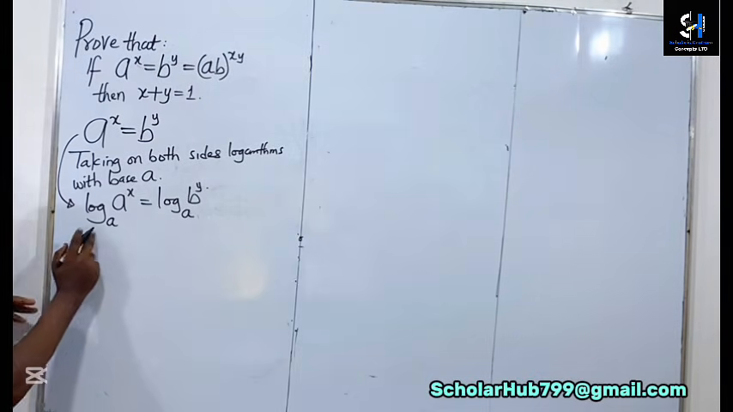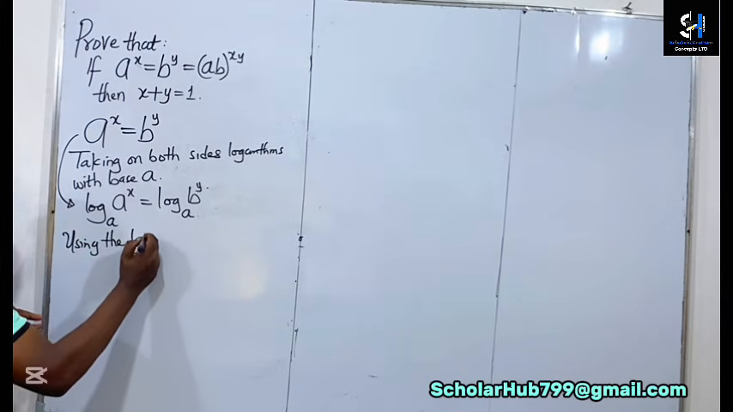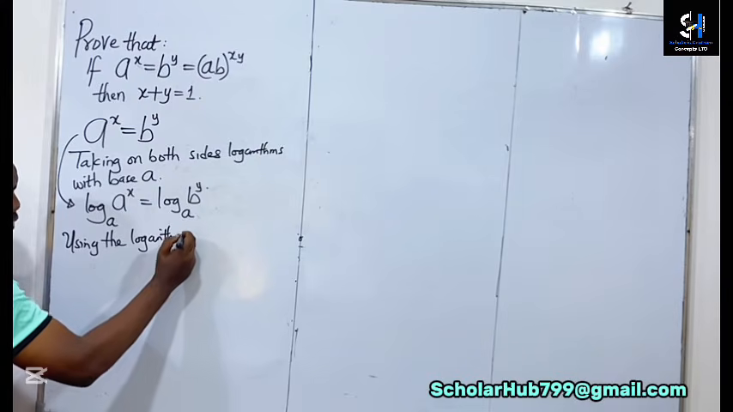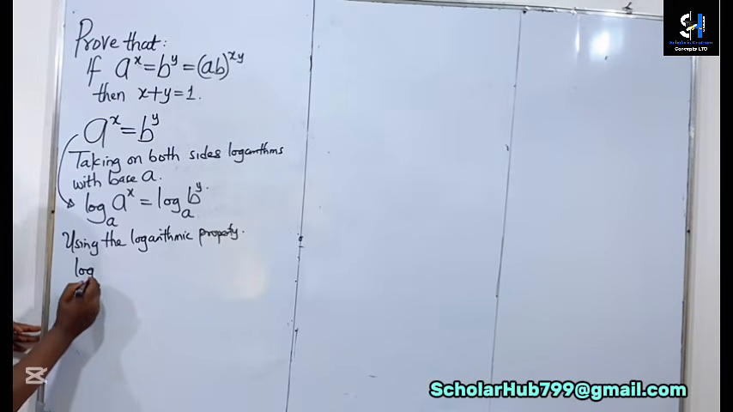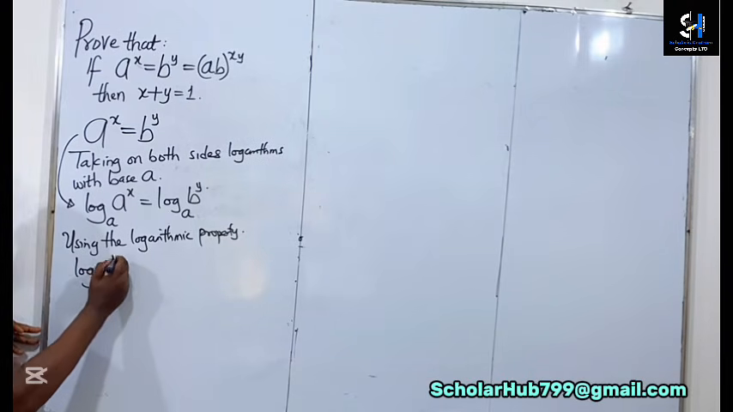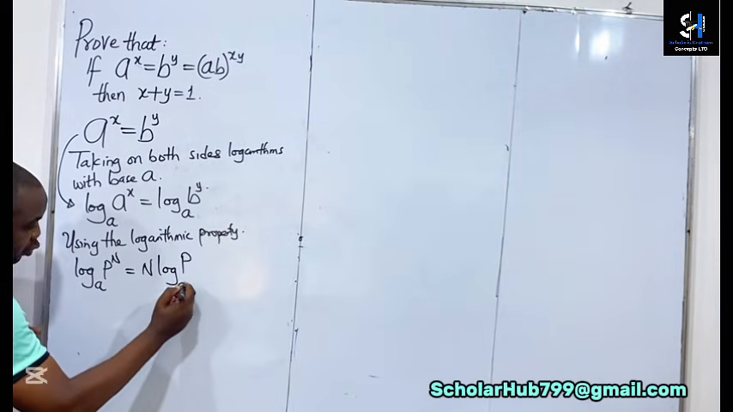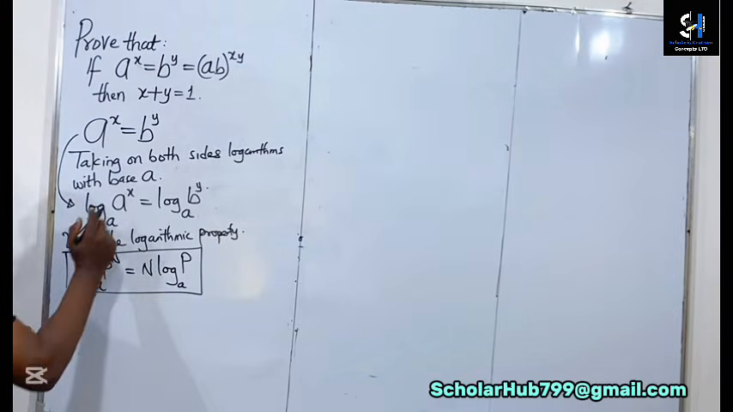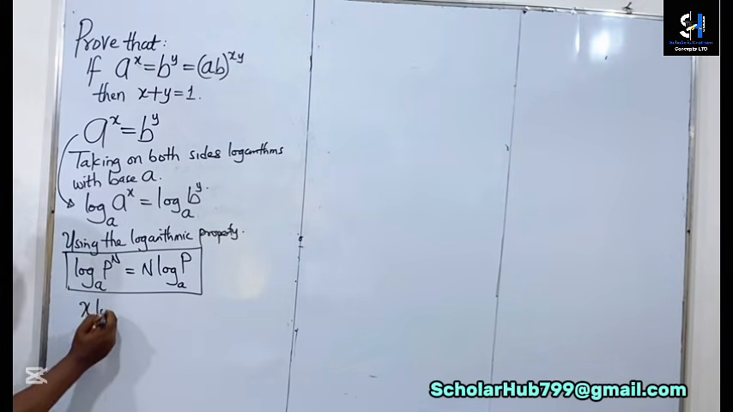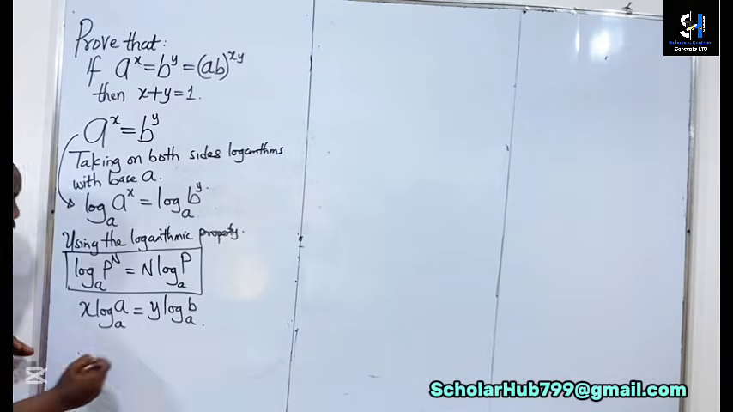Now let's use the logarithmic property: logarithm to base a of p raised to the power of n equals the product of n and logarithm to base a of p. So this is the power rule for logarithms. So this will become x log a to base a equals y log b to base a.